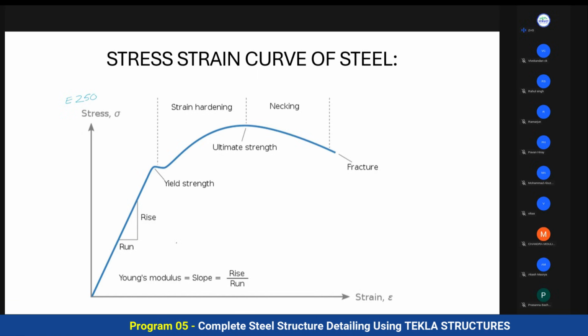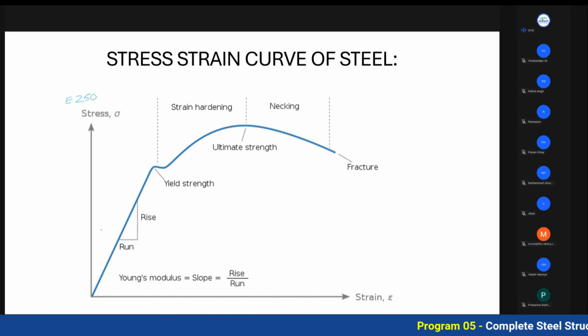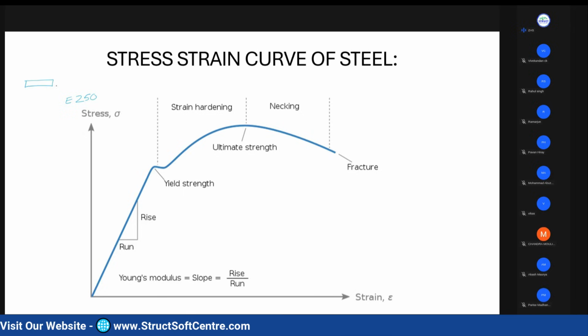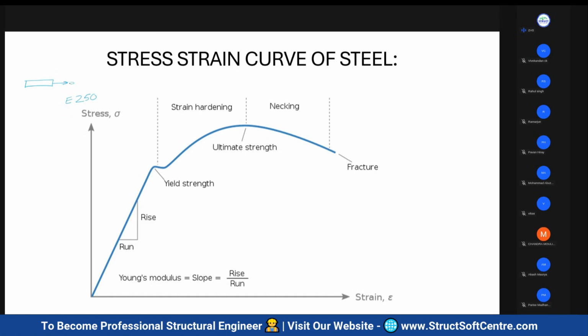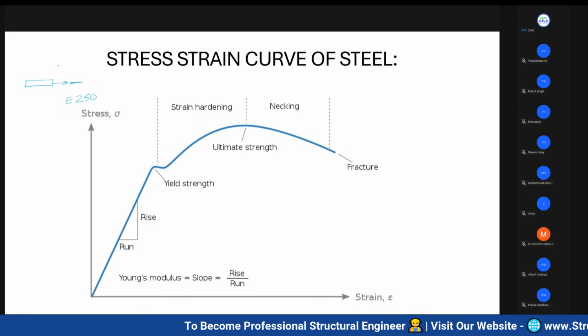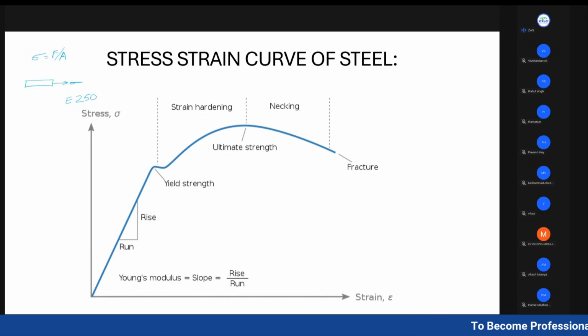if this graph is particularly made for E250, then initially when stress applied on your member is zero, of course the strain will be zero. But as you increase the force which is applied on your member, let us assume this is one bar, and on this bar you are applying certain force. What is stress? Stress is force applied divided by cross sectional area. Because of this applied force, this bar is changing its length. Slightly it is becoming longer.